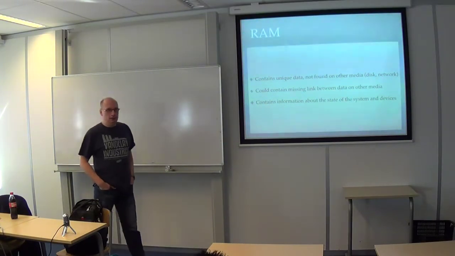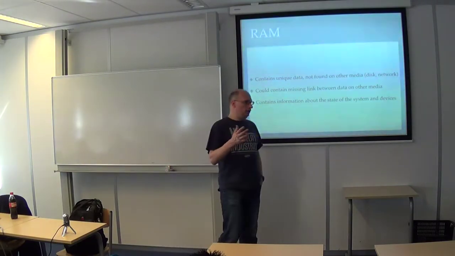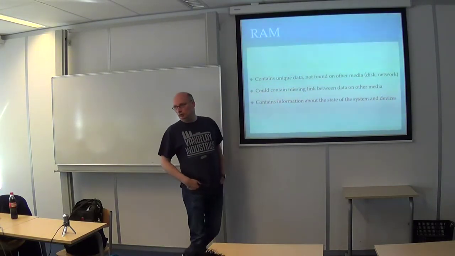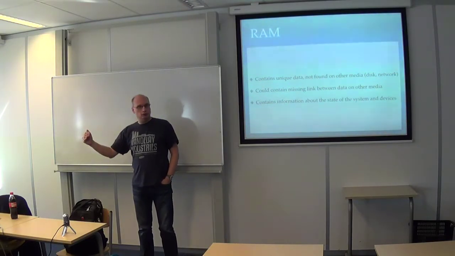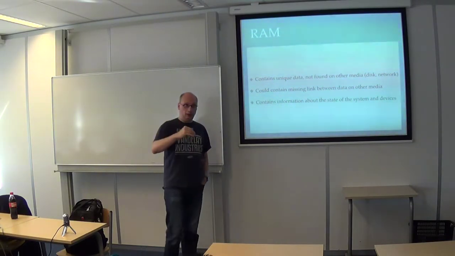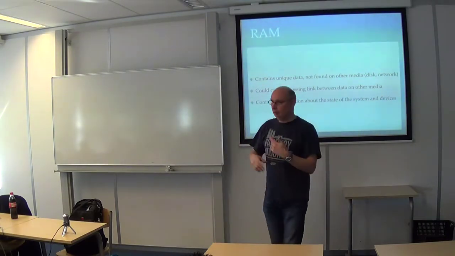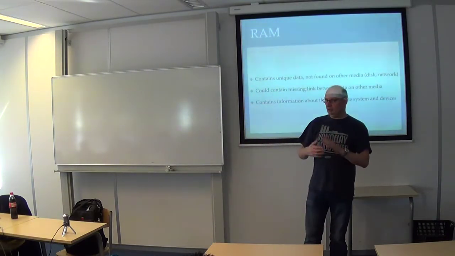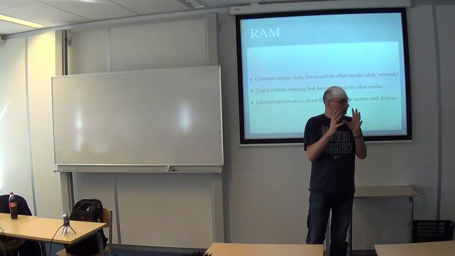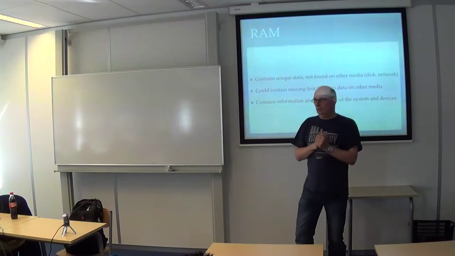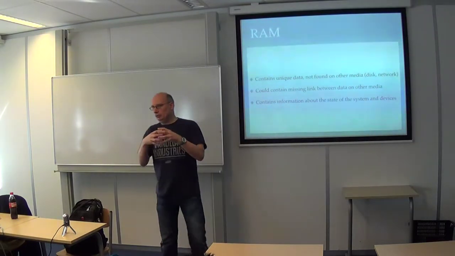The decryption key is more or less one of the examples, but it could also be that data is in transit from one medium to another, for example from disk to the network, and there's some sort of transformation or translation done, or it could be that there's a missing piece of information, like in a database, a relational database.